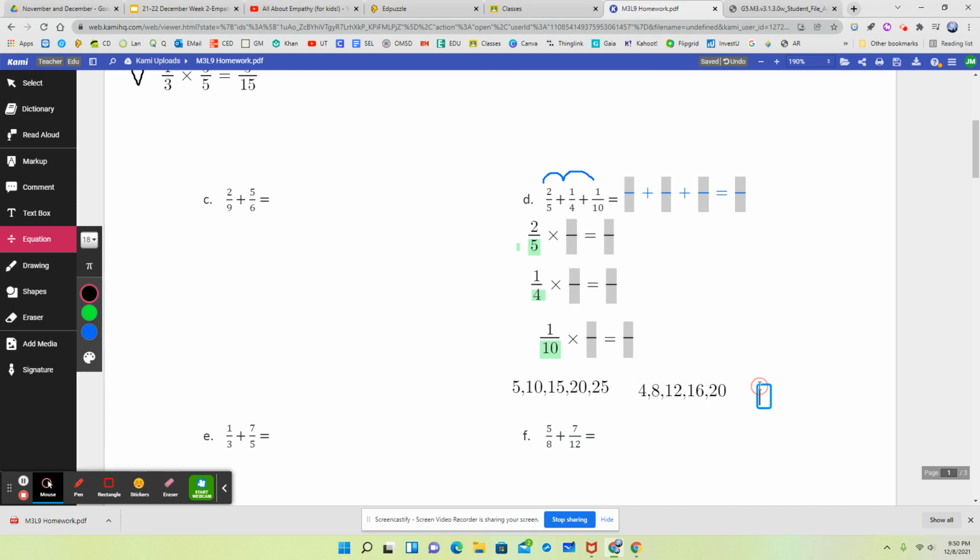Now we're gonna do the multiples of 10. So 10 begins with 10, and 10 plus 10 equals 20, and 20 plus 10 equals 30, and so forth and so on. And now we have 40.